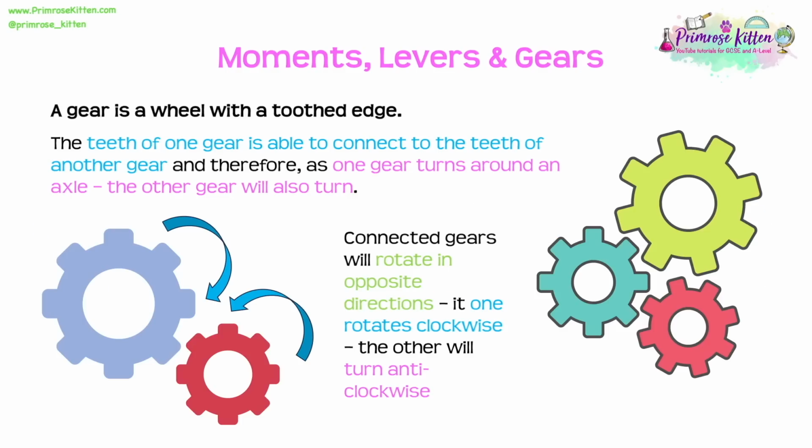A gear is a wheel with a toothed edge, like you can see in these diagrams. Now, the teeth of one gear is able to connect to the teeth of another gear, and therefore as one gear turns around an axle, the other will also turn. Now, it's important that we know that connected gears, like you can see in this diagram here, will rotate in opposite directions. As you can see here, if one of them is rotating in an anti-clockwise direction, the other one will rotate in the clockwise direction. So make sure you know that key fact as to what a gear is and how it works.